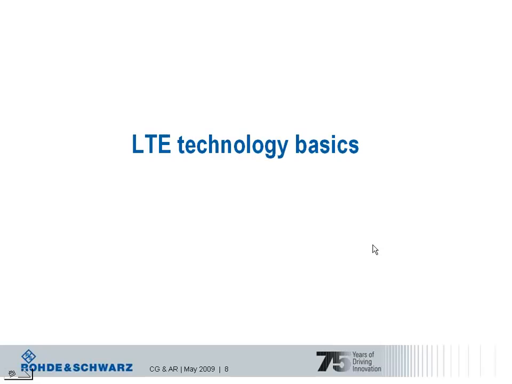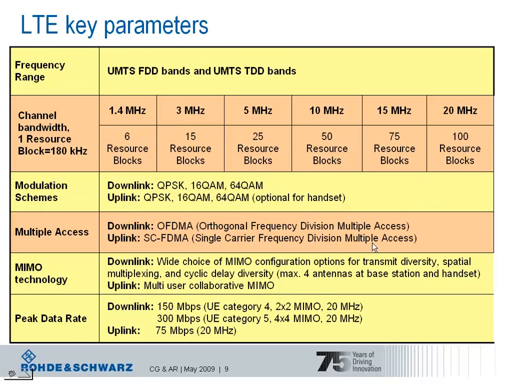Now let's have a look at the LTE technology basics. This slide provides an overview of LTE key parameters. First of all, the frequency range for LTE. So LTE can be operated in the FDD and TDD bands of UMTS. On the next page we will also see what these frequency bands are in detail.